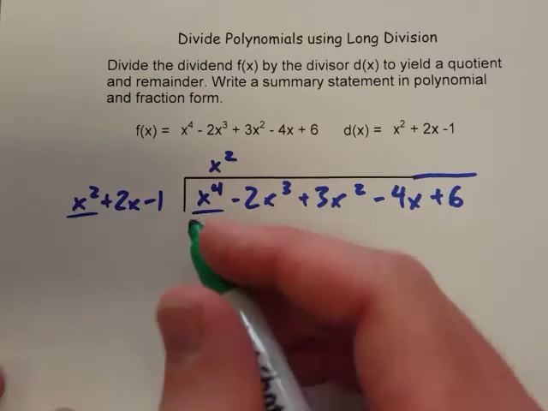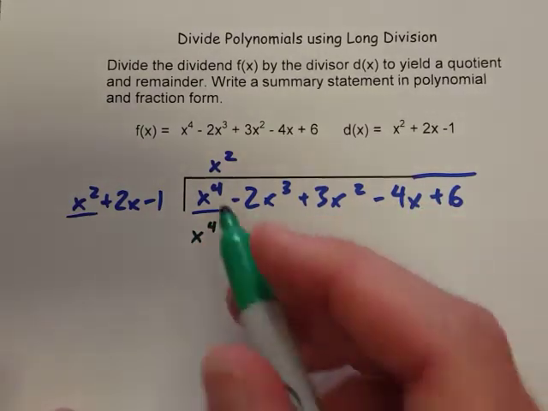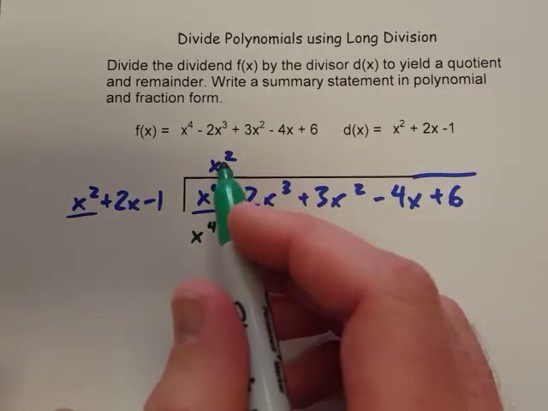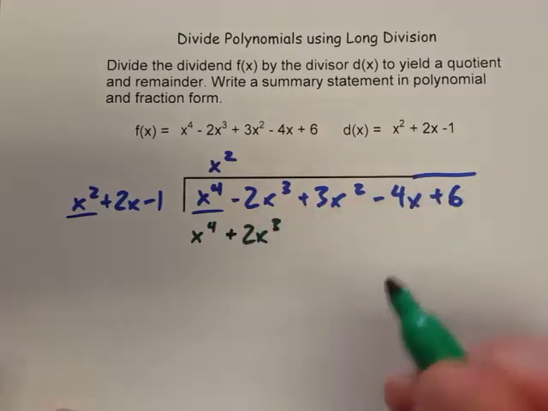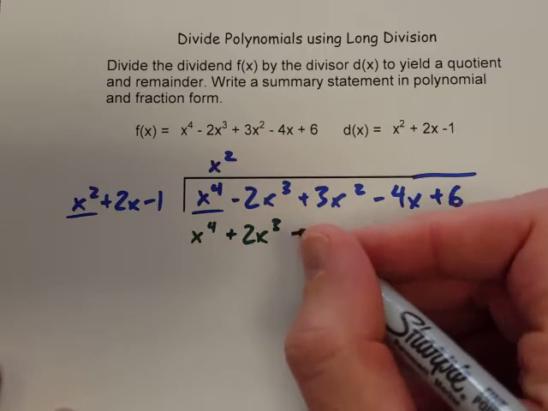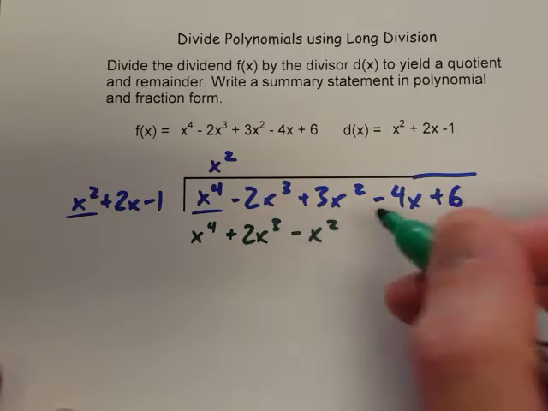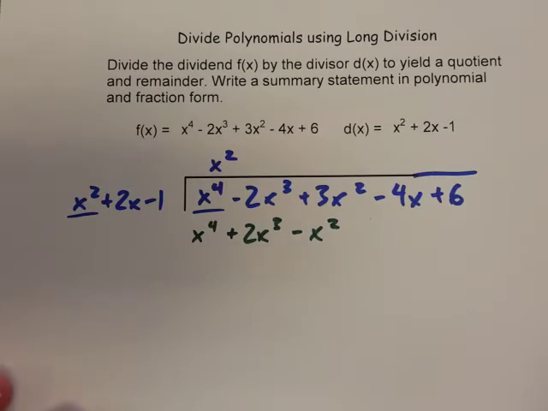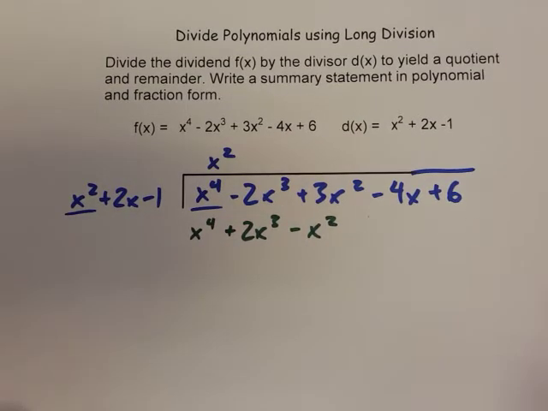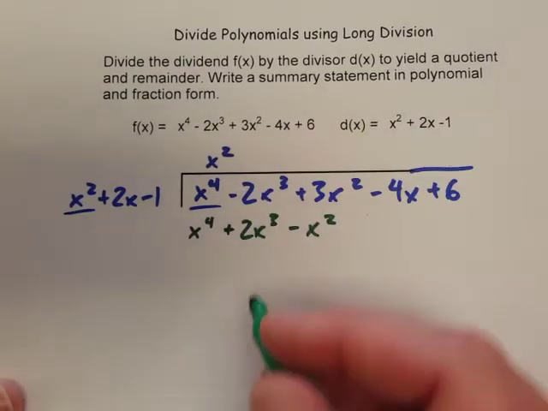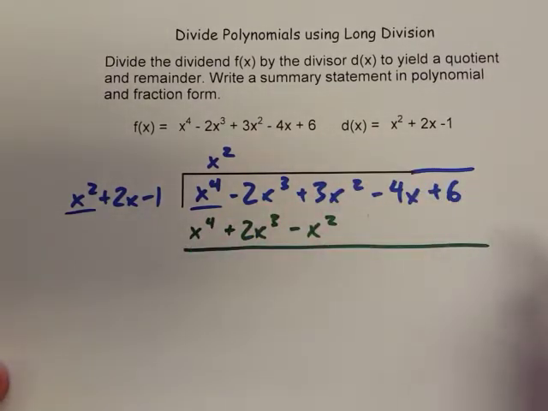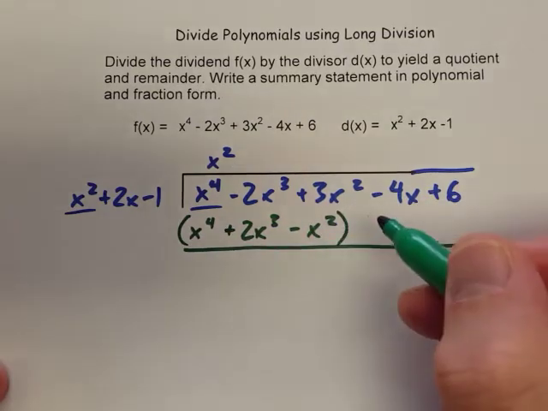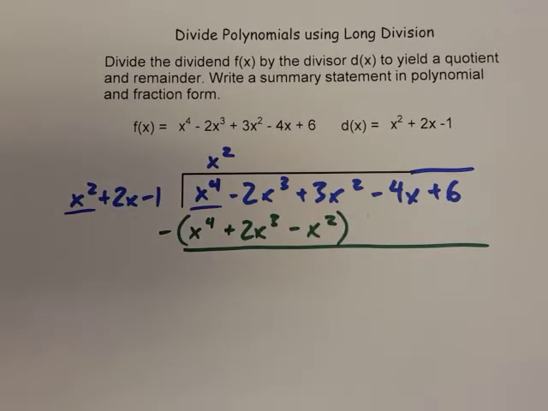So now I'm going to go back around. I'm going to say x squared times x squared is x to the fourth. But then I have to do it to these other ones too. And so x squared times 2x is 2x to the third. Then x squared times negative 1 is minus 1x squared. At this point, if you remember from elementary school, when you do long division, we have to subtract what's down below. This is where most people make mistakes. And so what I want you to do when you're subtracting is put all this in parentheses, and put the subtraction symbol out in front. That will help limit the number of errors that you might make.